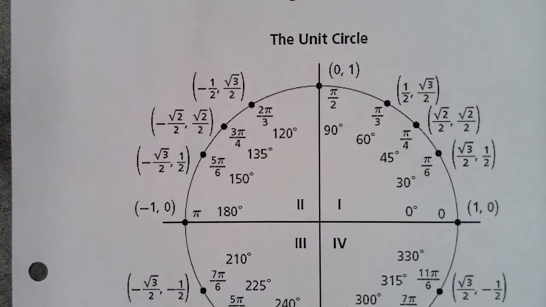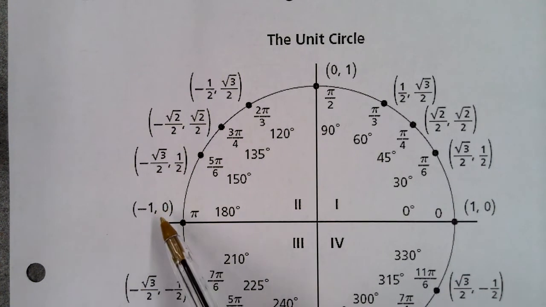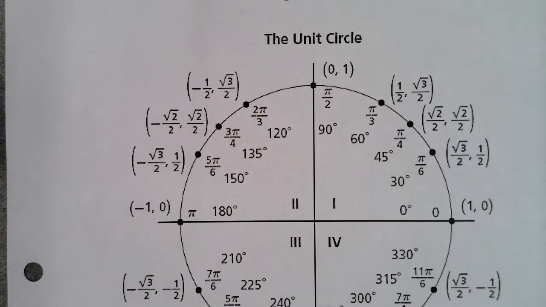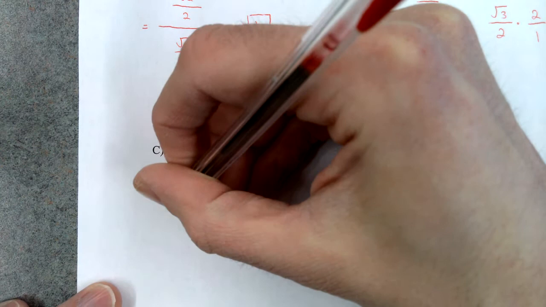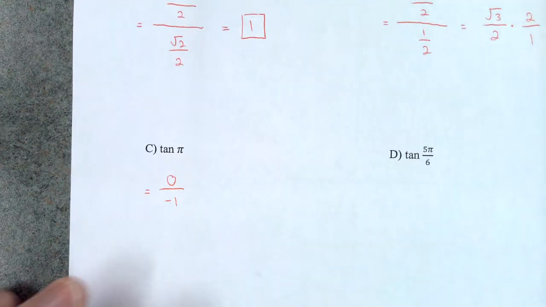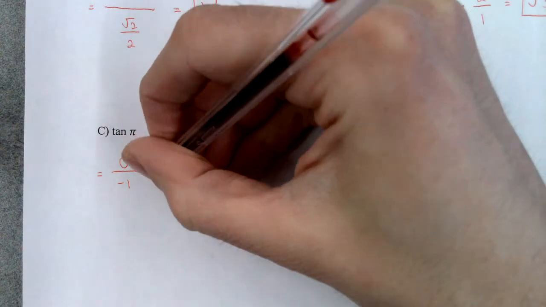Part C, do tangent of pi. Okay, so let's go to pi, and we're going to do sine over cosine, okay? Sine over cosine, in other words, y over x. So 0 over negative 1. Whenever you have a fraction with 0 in the numerator, that means it equals 0.